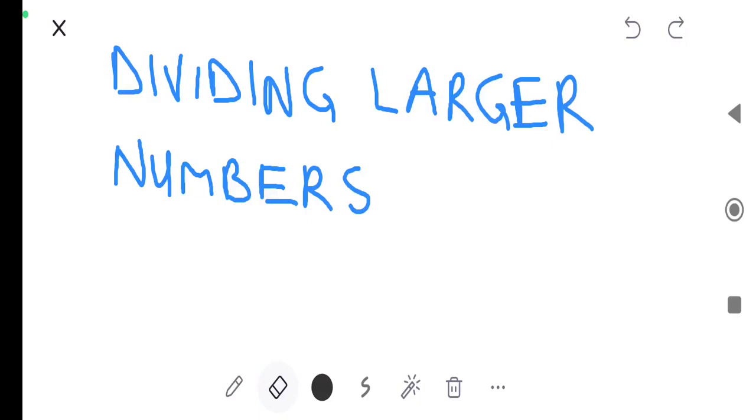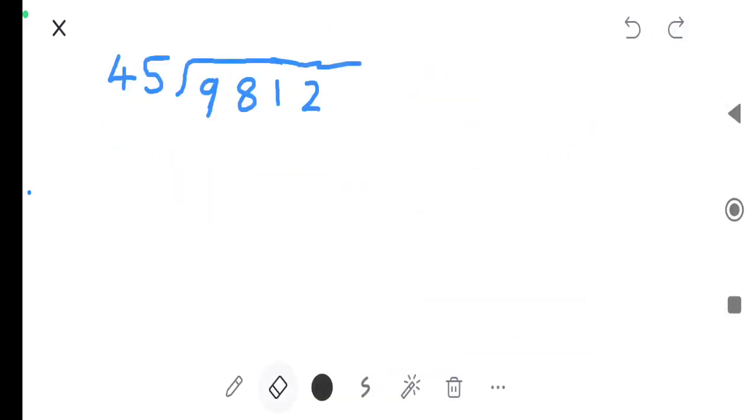Today we are going to learn how to divide larger numbers. That means that you'll be given bigger numbers and then you'll be told to divide them. Now let's look at this very first question. We have 9,812 divided by 45.